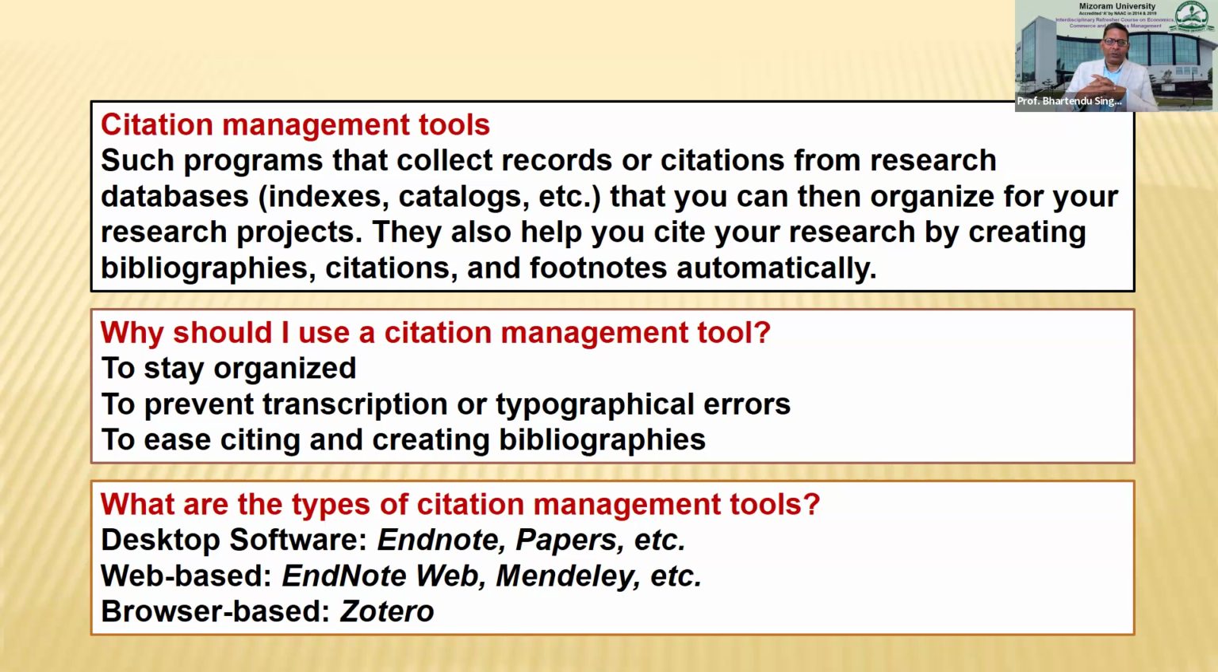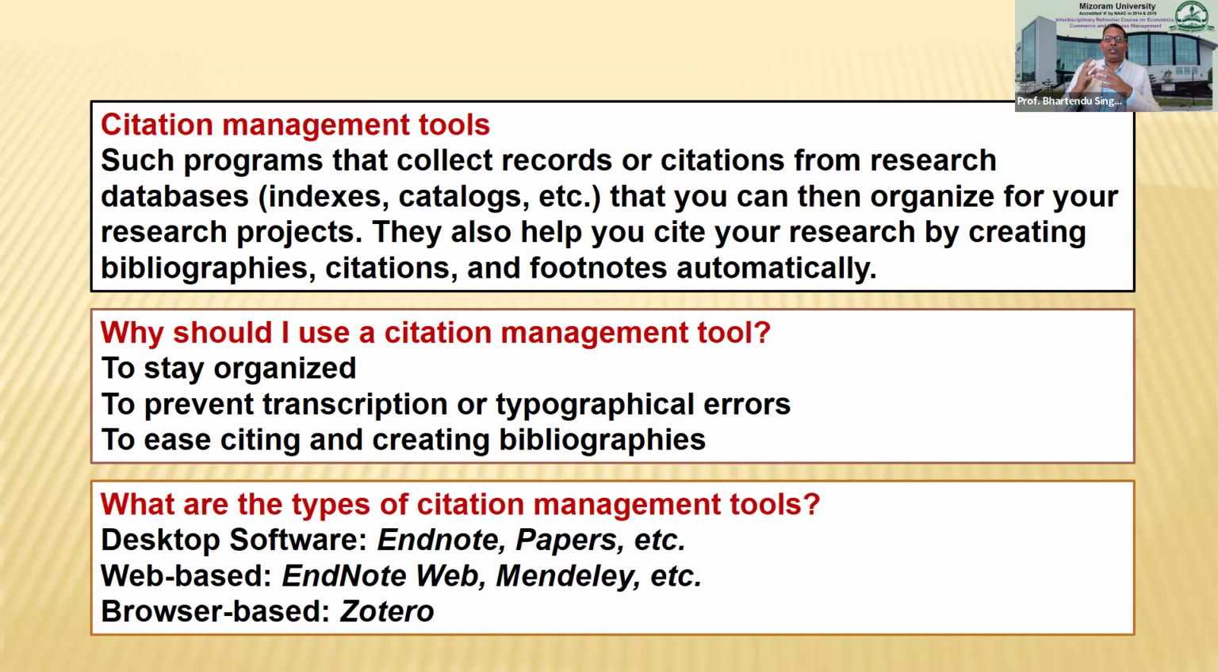The popular ones broadly can be classified into three: desktop software, web-based software, and browser-based software. Among desktop software, the popular ones are EndNote and Papers. In desktop, you install a program on your desktop and manage whatever citations you want on your desktop.